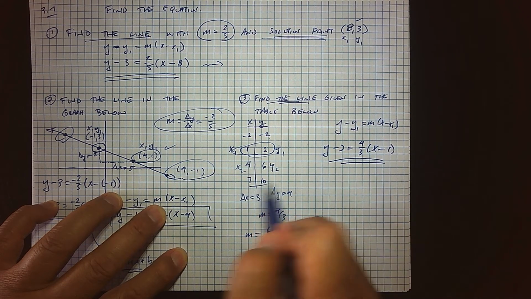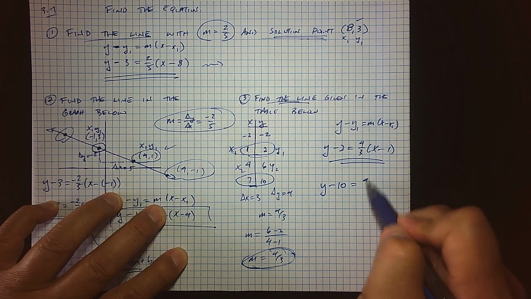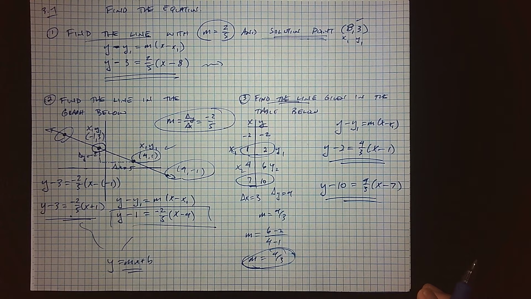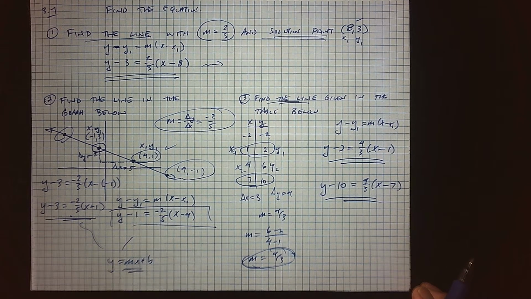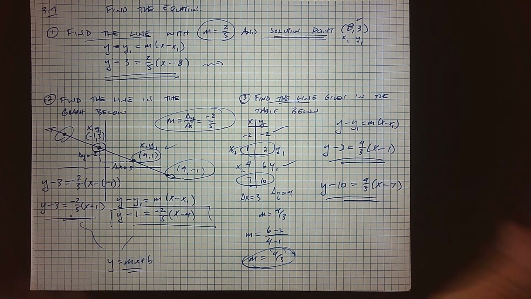Of course, if you have a friend who used that data point, their equation will look like y minus 10 equals 4/3 times x minus 7. And they would be just as right as you are. And then again, we could do one with that one or that one. It's a very, very flexible form. Just make sure you find your slope right, and make sure you plug in your data point right.